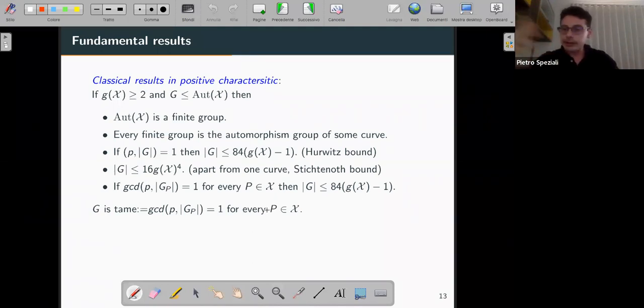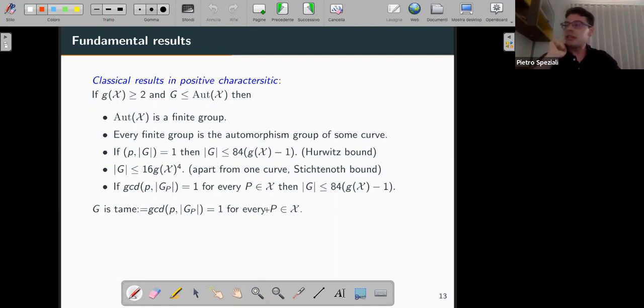Also, to summarize things that I have said but have not fixed on the board. As I told you, we have a finite group. If the automorphism group of a curve of genus greater than or equal to 2 is finite, we can think of the inverse Galois problem. This is solved, so every finite group is the automorphism group of some curve. I will give a more precise statement later.